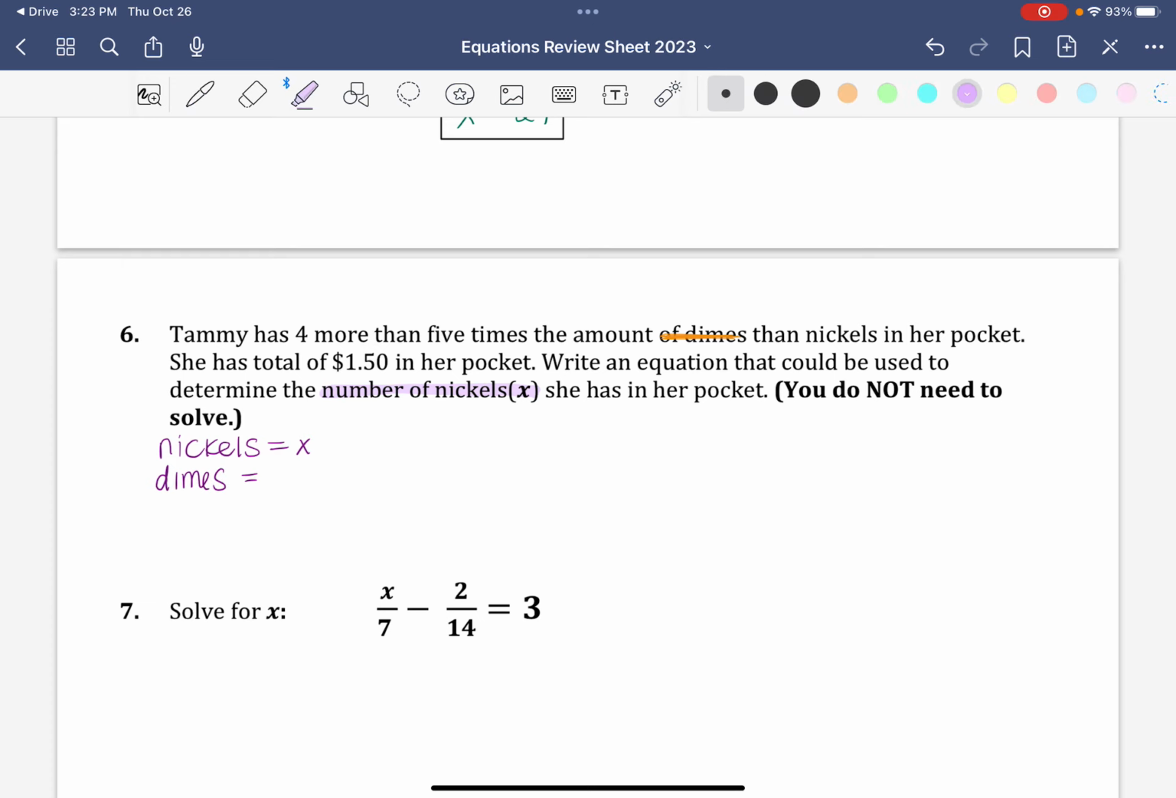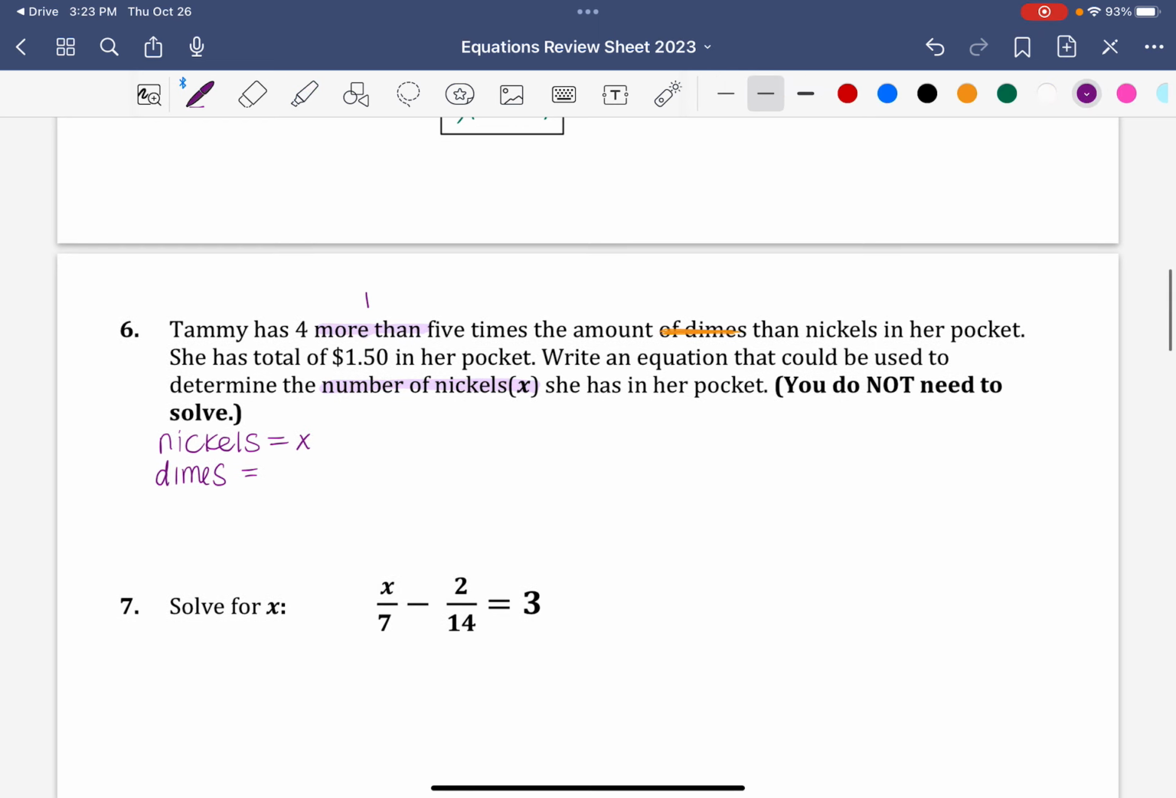Now, when you see that phrase more than, it tells us 2 things. One thing is more than is addition. But anytime you see more than or less than, it's one of our turnaround words. So we're going to change the order. I'm going to do 5 times the amount of nickels first. So that's going to be 5x. And then I want 4 more than that, so I'm going to add 4. So now I know I have X nickels and I have 5X plus 4 dimes.